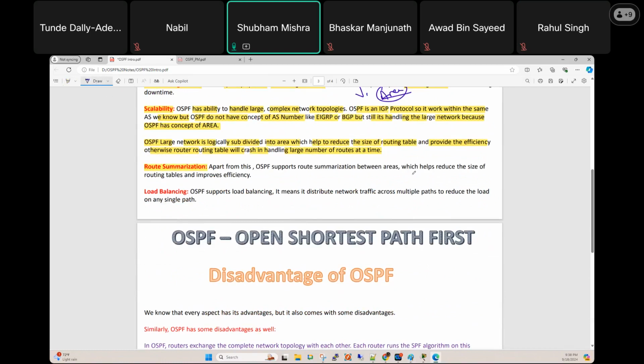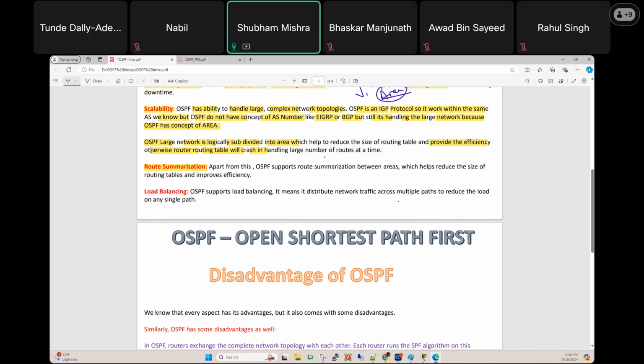For example, if you have routes like 10.0.0.1/8, 10.0.0.2/8, let's suppose these are the network IP addresses. So instead of writing one by one, what can we do? We can write only this one, right? So instead of writing one by one, we need to choose any single network ID in which all the small networks are already included. So that is called route summarization.